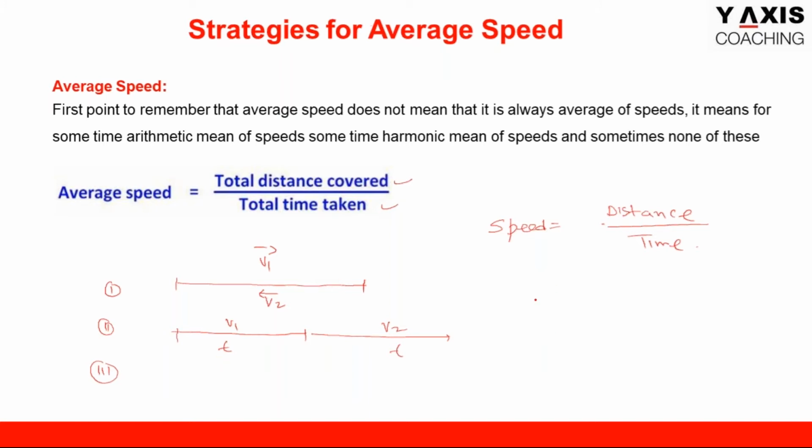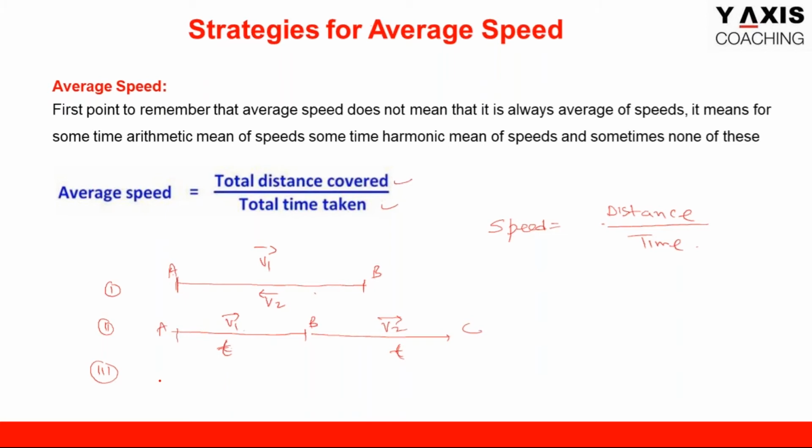And if you notice one thing, in the first case the distance is constant, because the moving body goes from one point A to another point B, and again it is coming back. So in this case, distance is constant. And if we see the second scenario, here time is constant. So in the first time interval T the speed was V1, and in the second time interval, again T itself, the speed is V2. So what is going to be the average speed?